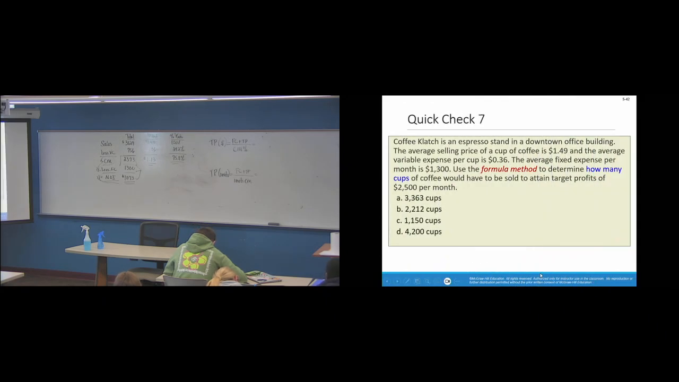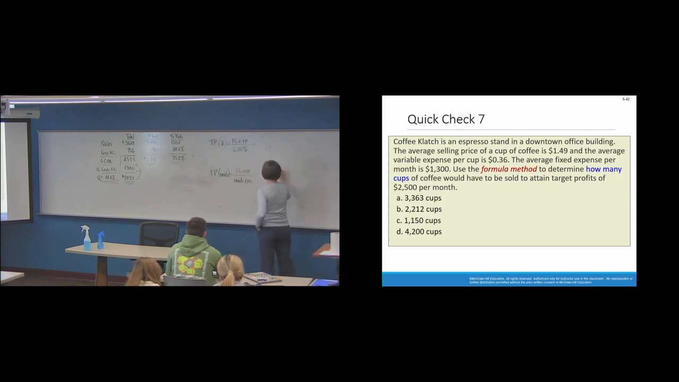All right, give me a sec here. So here we go. We're back to Coffee Clutch, and I'm just going to read the last sentence. How many cups of coffee would Coffee Clutch have to sell to attain a target profit of $2,500 in a month? You've got it all right up here. You can just tell me. Target profit, $2,500. Someone give me my numerator formula.